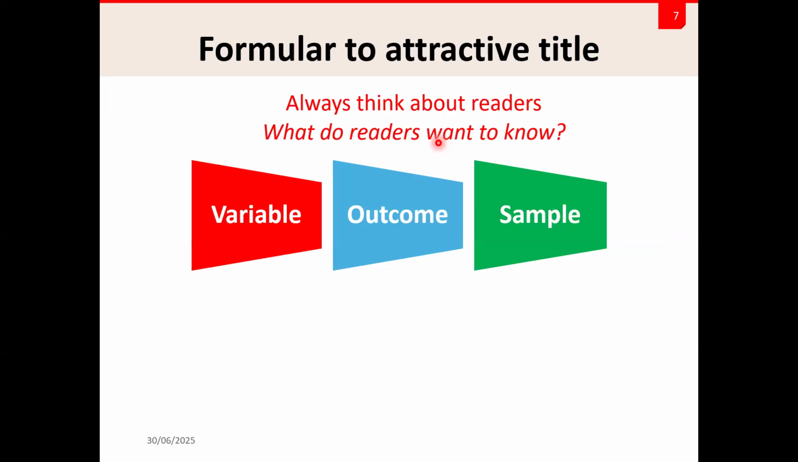So when you design a title, always think about the readers. What do readers want to know? I always think about three components when I write an attractive title: variable, outcome, and sample. So ask these questions. What is the variable? What is the outcome? And what is the sample? Ask these questions of yourself when you write the title, and you will get an attractive title.